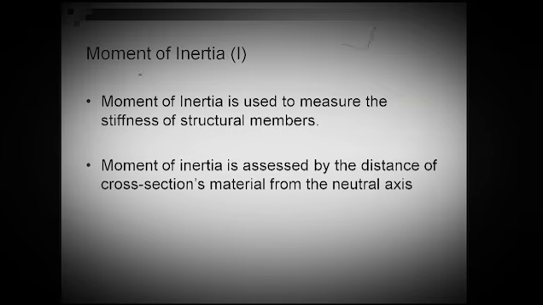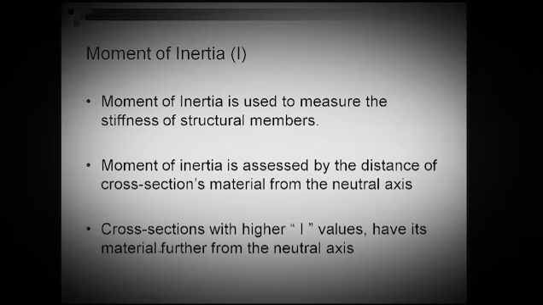So the moment of inertia is used to measure the stiffness of a structural member. Moment of inertia is assessed by the distance of the cross-section's material from the neutral axis. Now the cross-section with a higher I value, higher moment of inertia, has its material further away from the neutral axis. Makes sense, because the equation says what?